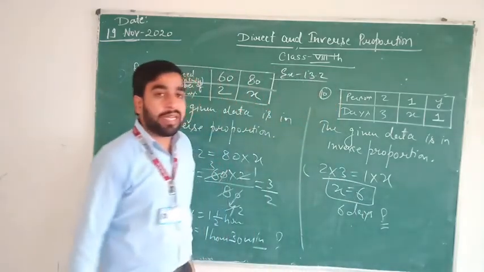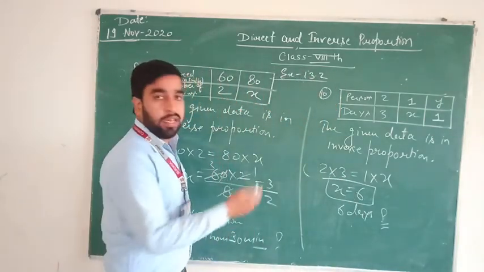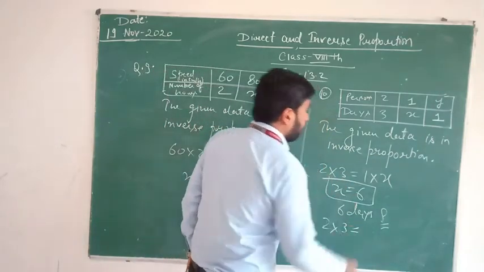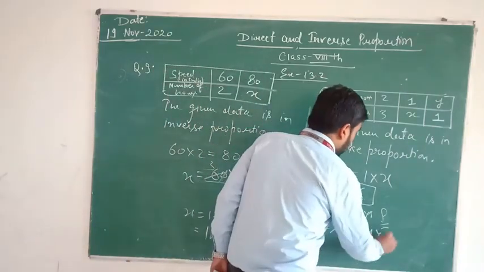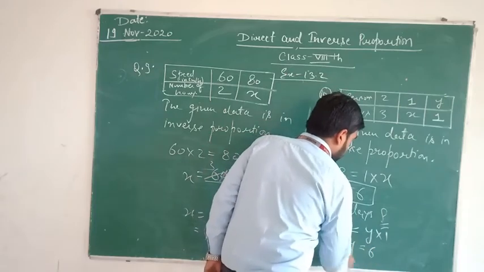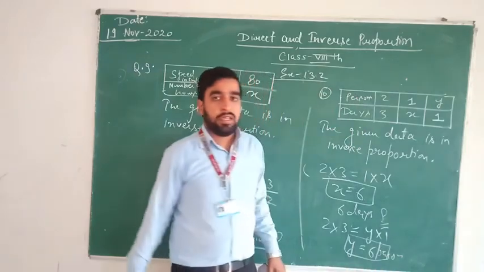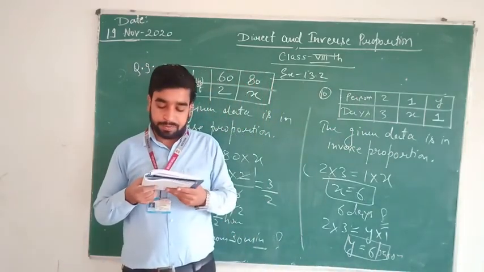Now, if you want to complete the work in 1 day, again inverse variation. So let us equate the product. So 2 into 3 is equal to y into 1. So y is equal to 6. If you want to complete this task in 1 day, then 6 persons are required.